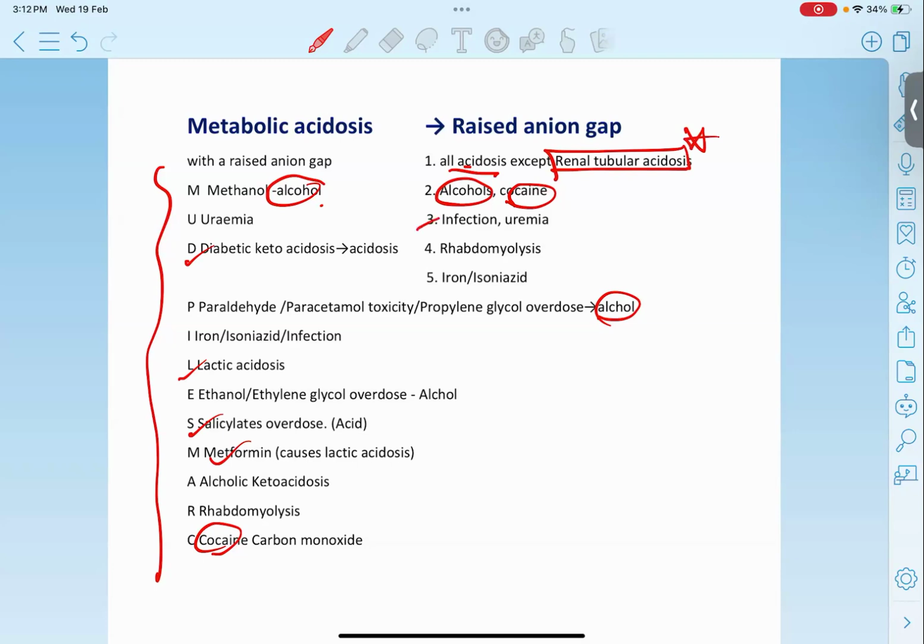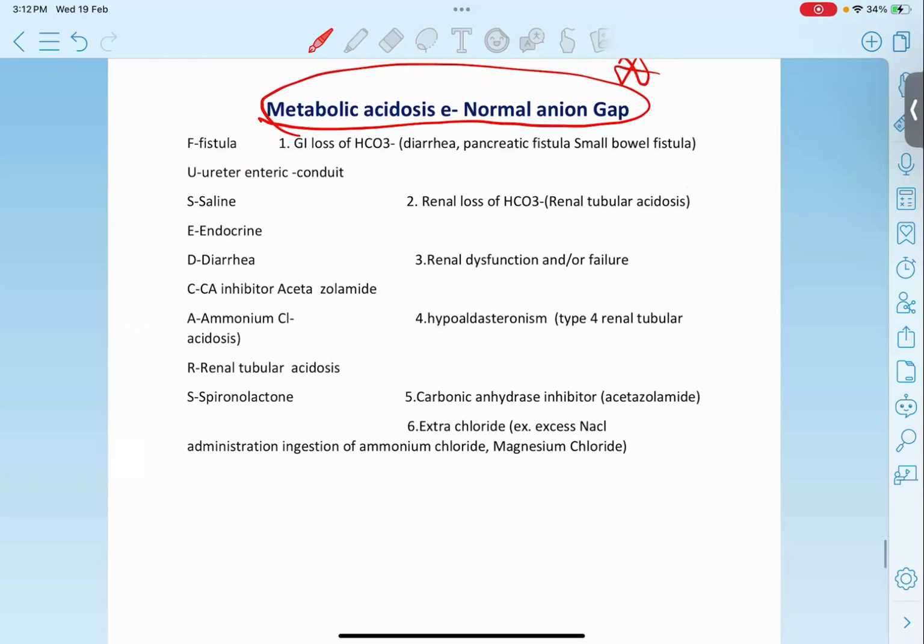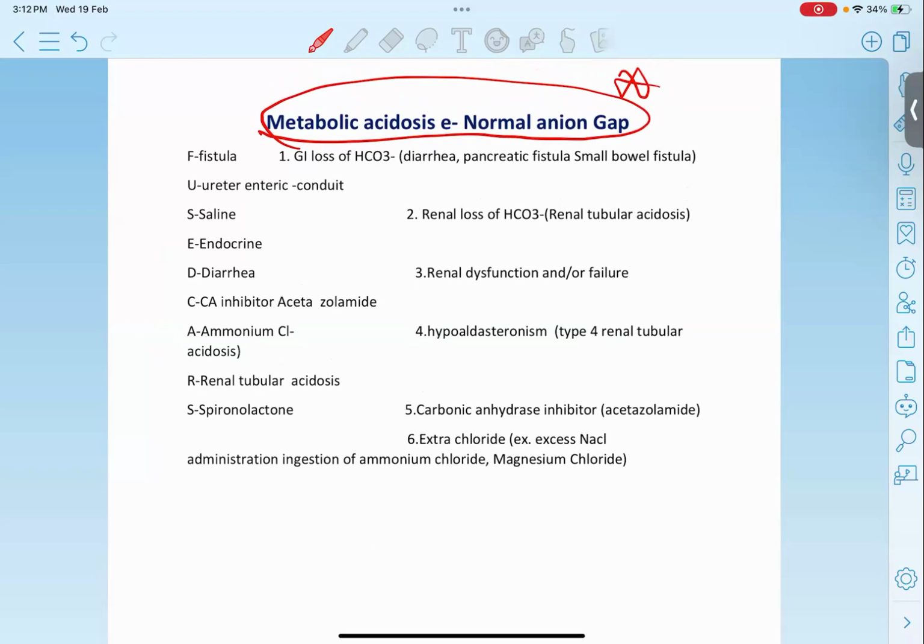Next is infection, uremia, rhabdomyolysis, iron, isoniazid. So these are the situations we will find metabolic acidosis with raised anion gap. Now, what are the situations where we will find metabolic acidosis with normal anion gap? So there is also another mnemonic for it. It is FUSED CARS. So fistula, ureteric conduit, saline, endocrine, diarrhea, carbonic anhydrase inhibitor, acetazolamide, aluminium, renal tubular acidosis, spironolactone. So these are the situations we will find normal anion gap.